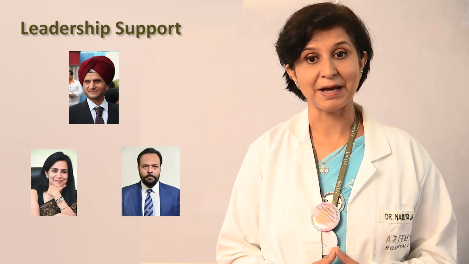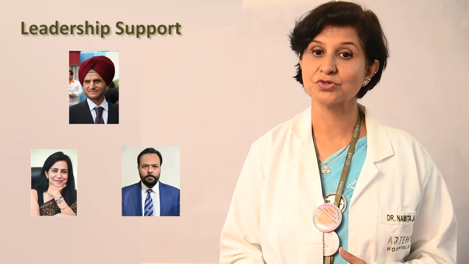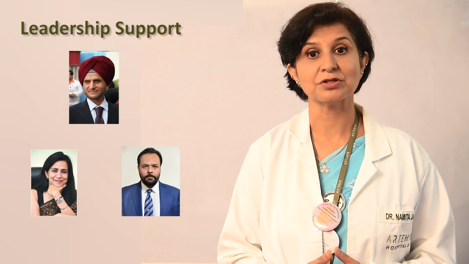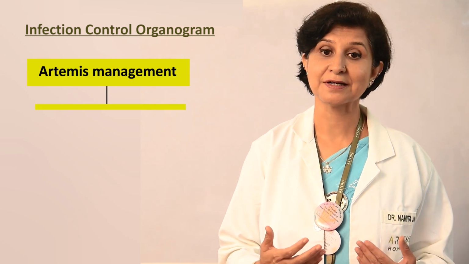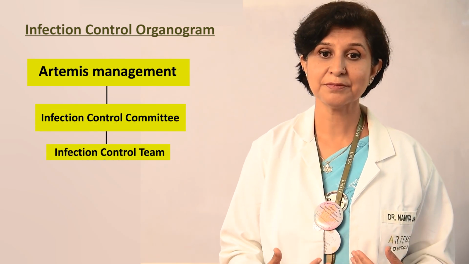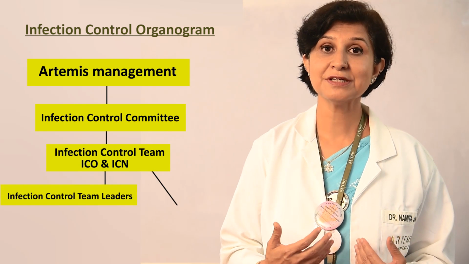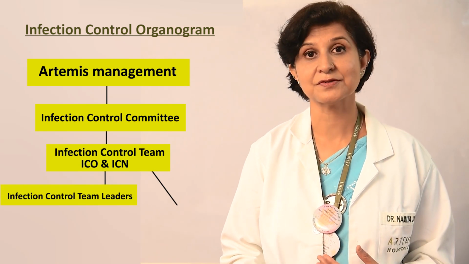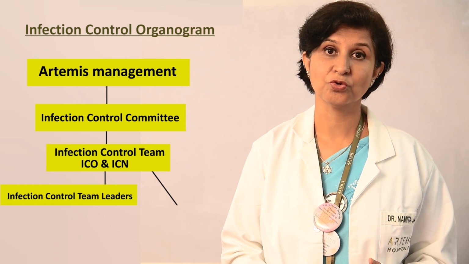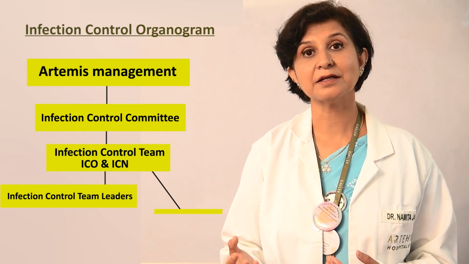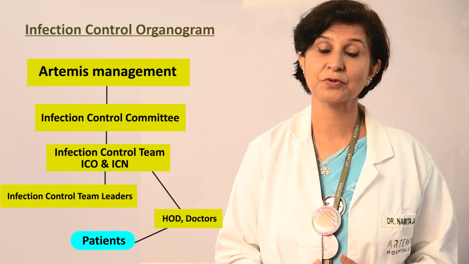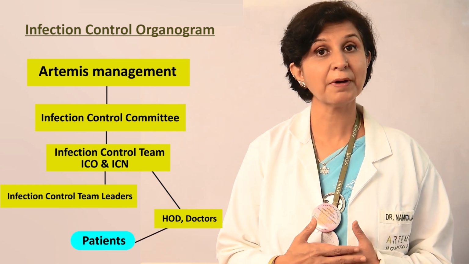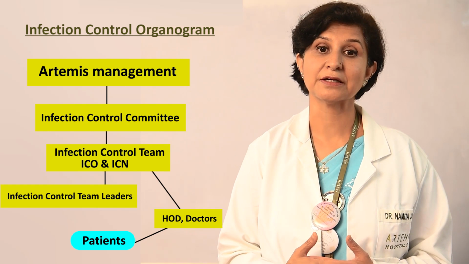This is our senior management, and they provide us the resources which are required for infection prevention and control. The infection control organogram is the Artemis management, after which is the committee, after which is the team, after which are the infection control team leaders, who are the nursing team leaders in the various areas who also look after infection prevention, and then are the heads of departments, the doctors, and we should not forget the patients, because patients are also our partners in infection prevention and control.